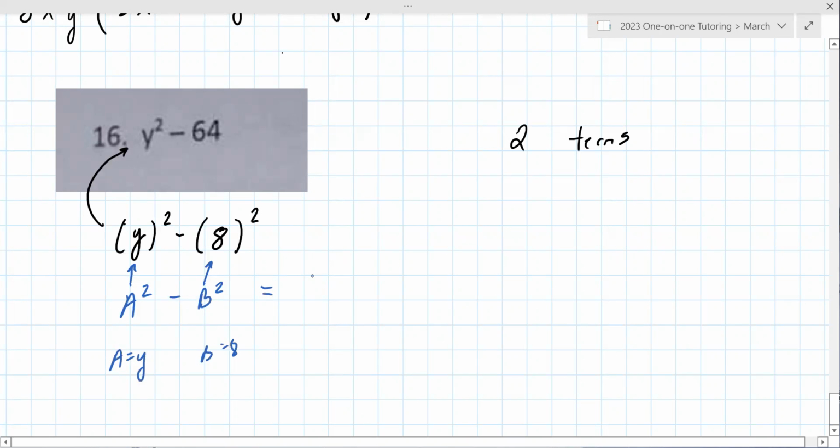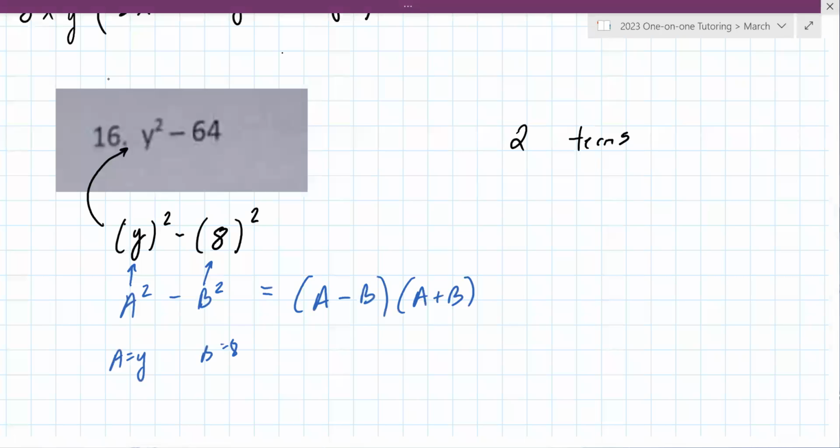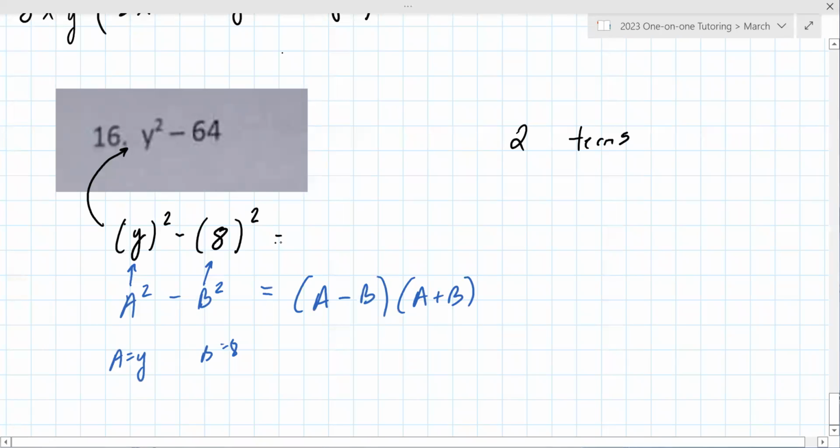And so that's a minus b, a plus b. What you're doing is just replacing a and b with y and 8. So instead of a, it's y. Instead of b, it's 8. Okay.